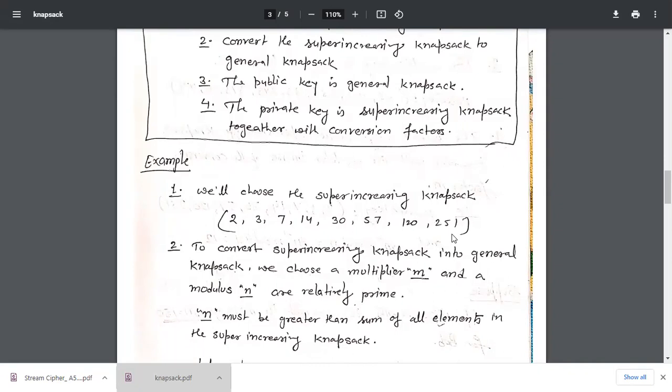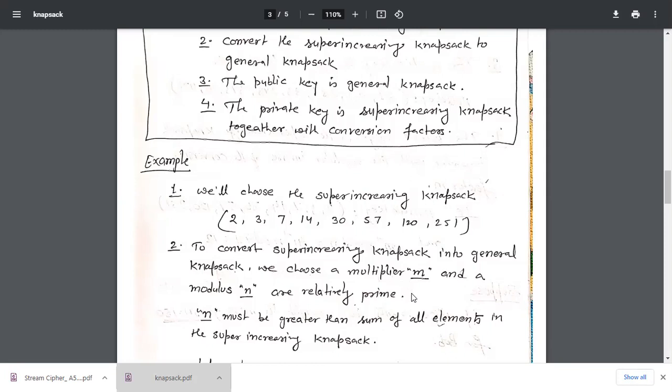Now our next step is to convert the super increasing knapsack to a general knapsack. So how to calculate it? To convert a super increasing knapsack into a general knapsack, we need to choose two values. One is the multiplier, denoted by m, and another one is the modulus, denoted by n. We need to consider one condition: m and n should be relatively prime, meaning the GCD of m and n should be equal to 1.